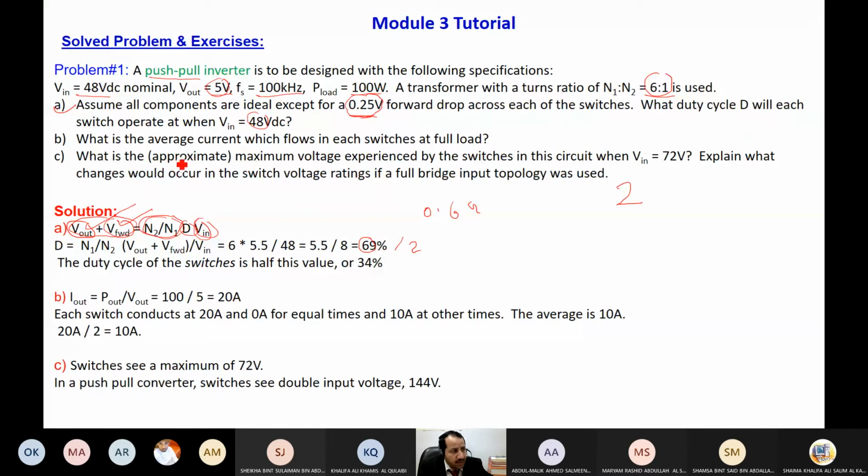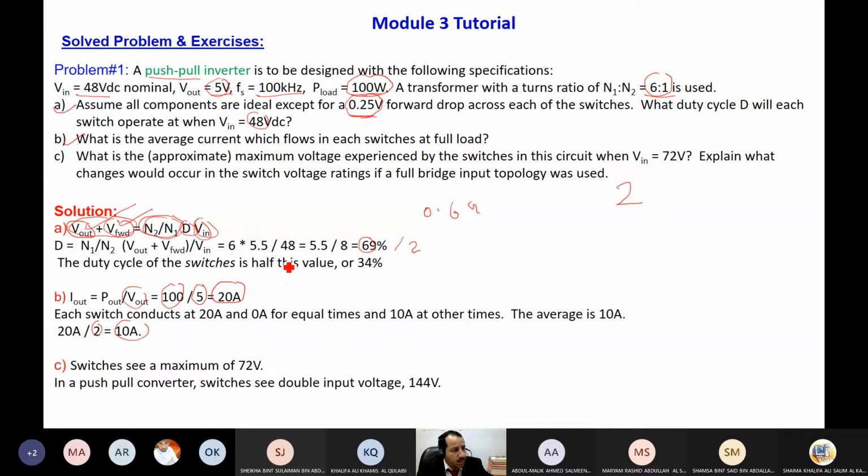The second point: what is the average current which flows in each switch at full load? The power is given as 100 watt. If I divide 100 watt by 5, which is the output voltage, it gives me the current. This is the output current. Now again, this current is conducted by the switch, regardless of whether it's switch 1 or switch 2. But if we want to calculate the average, since each switch conducts half of the time, then I need to divide 20 by 2 to get the average. So I got the second point.